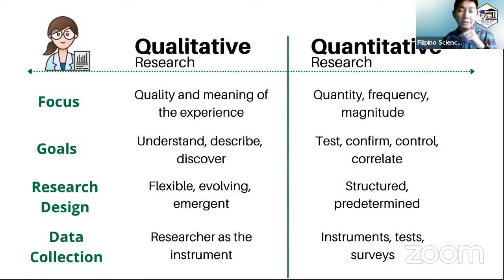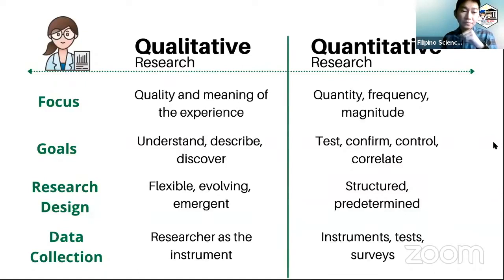focuses on the quality and meaning of the experience because you're actually talking to your respondents and you're taking note of the different qualities of that phenomenon from the eyes of your interviewee or your subject. While on the other hand, quantitative research deals with quantity, frequency, how often, and the magnitude of the data.